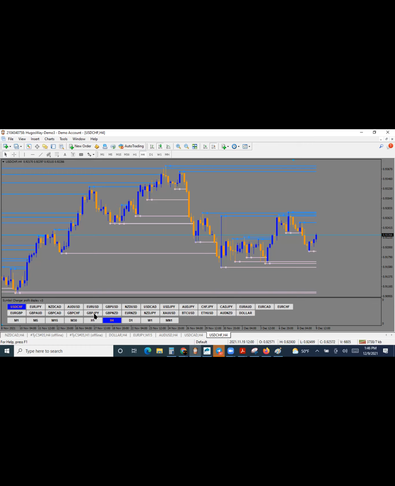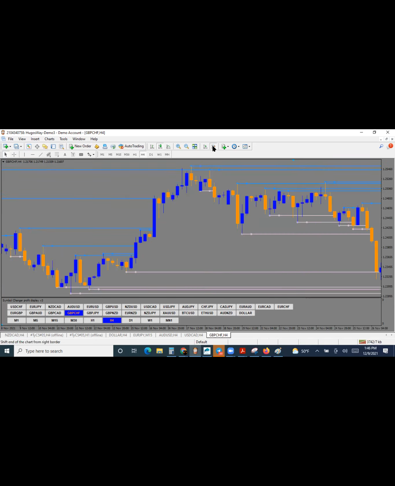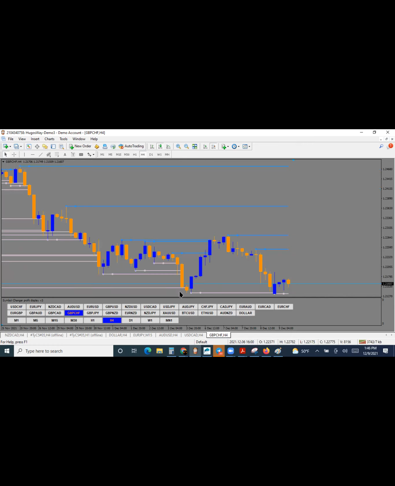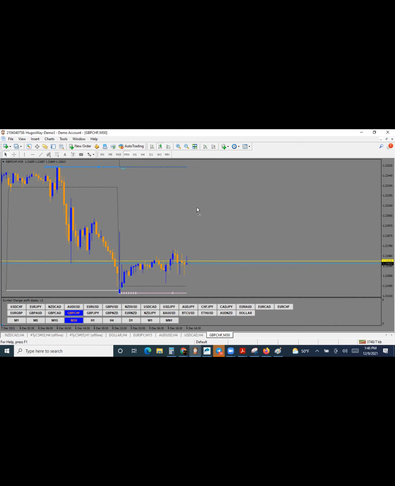Somebody mentioned GCHEF. Yes, GCHEF gave a very wonderful setup this week, and I'm sure you guys can see it. Notice what happened. It took out that fractal low, gave us a candlestick pattern, and then bought all the way to the top and took out that high and then sold all the way down. Let's go back to 30 minutes and you see how this practically played out.